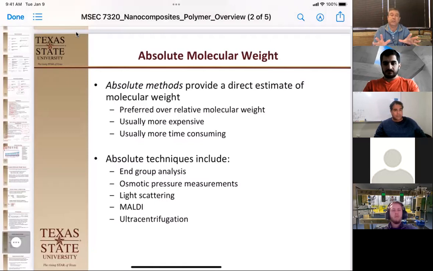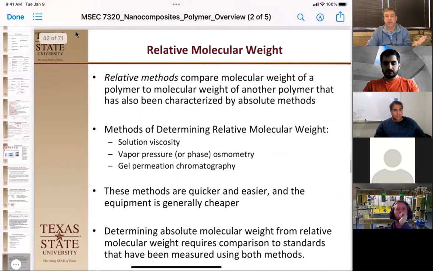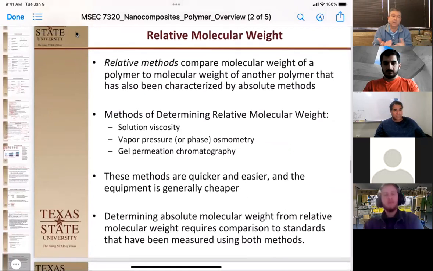Now, all of these are expensive. Almost nobody ever does these. So most of the time we actually use what we call relative molecular weights. Relative molecular weights are good enough for most things. Okay, if you really need an absolute molecular weight, then be prepared to spend $20,000 to get that. But relative molecular weights just give you a great comparison between a set.